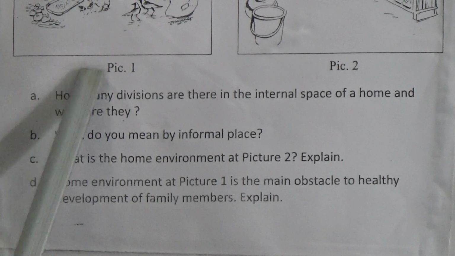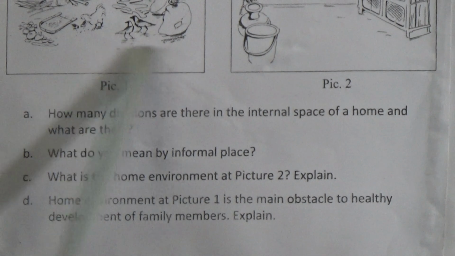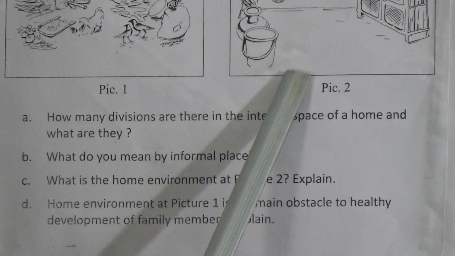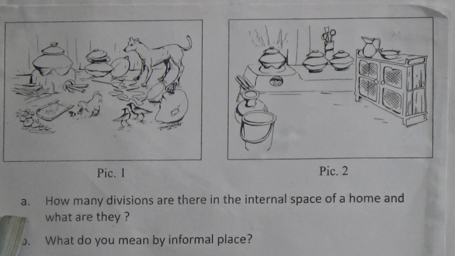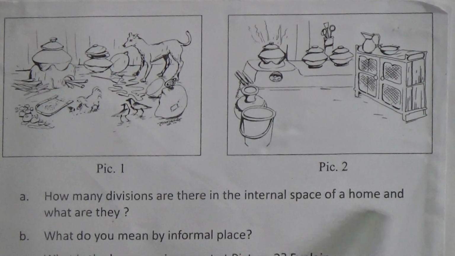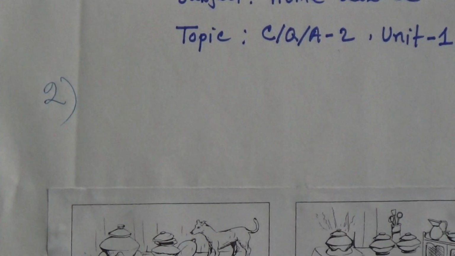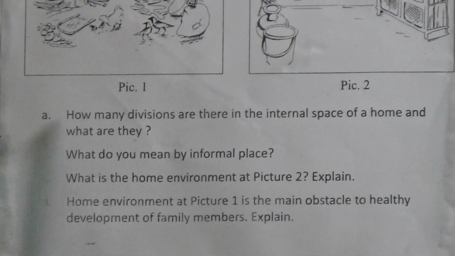Okay, here are given two pictures, and you have to answer these following questions based on these two pictures that are given here, picture 1 and picture 2. Look carefully, have a look on this topic carefully. Number A, how many divisions are there in the internal space of a home and what are they? Student, it is question number 2.